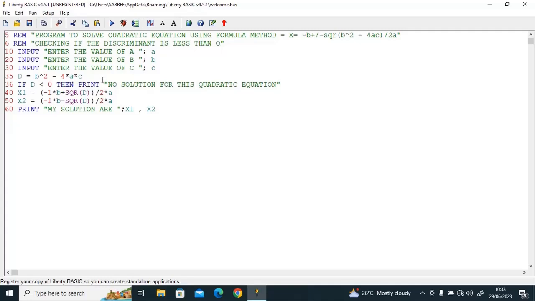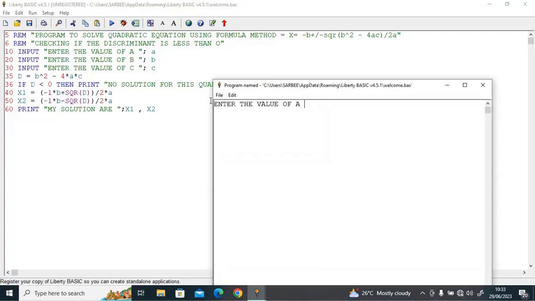So this condition will print. Because 4 times 4 is 16, 16 times 1 is 16. 4 squared also was 16. 16 minus 16 is 0. So if I make a to be 4, b to be 4, and c to be 1, I should get 0. I should get an invalid. Your solutions are minus 8 and minus... What's happening? So let's check.